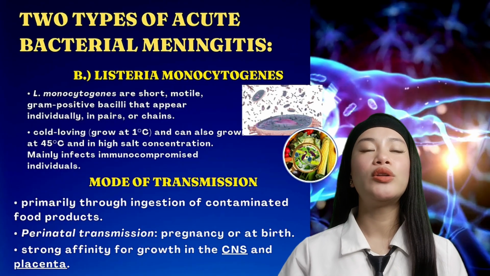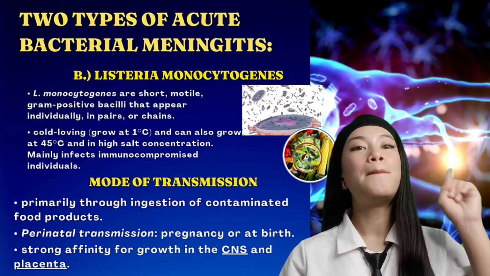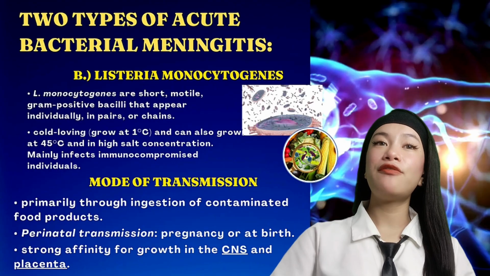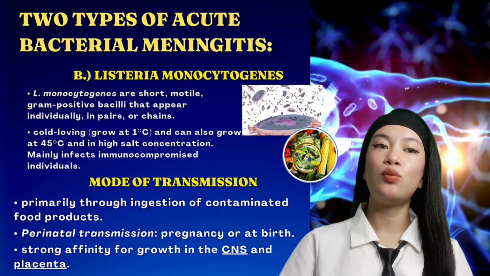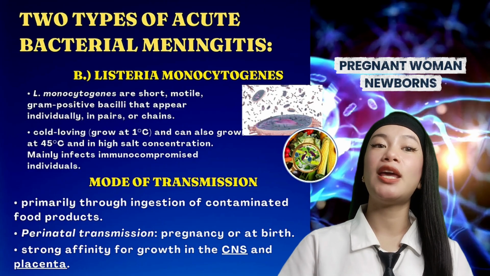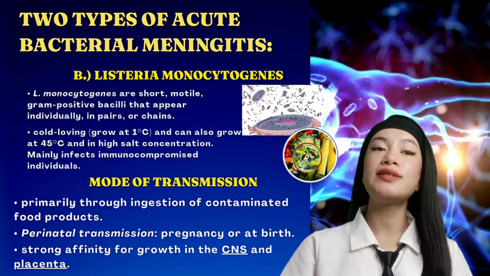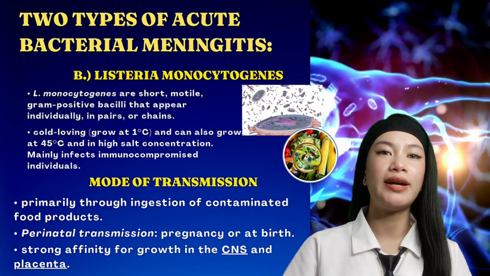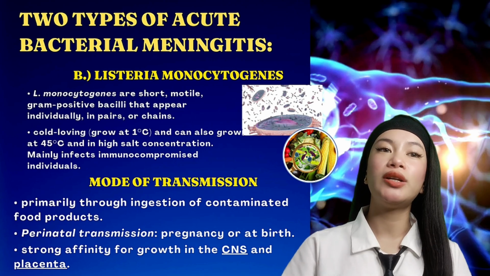In healthy adults, disease is usually mild or asymptomatic. It mainly infects immunocompromised individuals or people with weakened immunity, such as pregnant women and newborns. For the mode of transmission of L. monocytogenes, it is primarily through ingestion of contaminated food products. Perinatal transmission can occur during pregnancy or at birth.